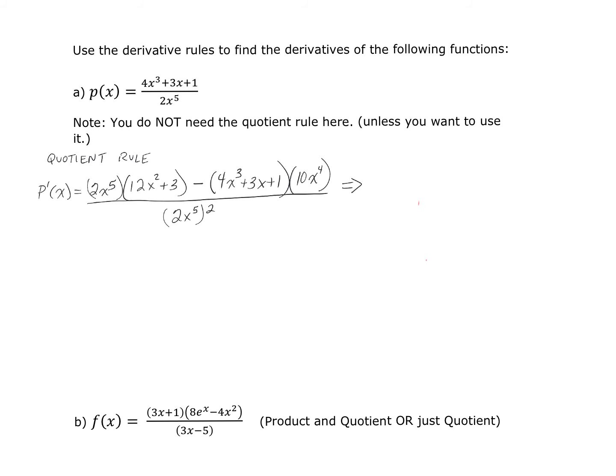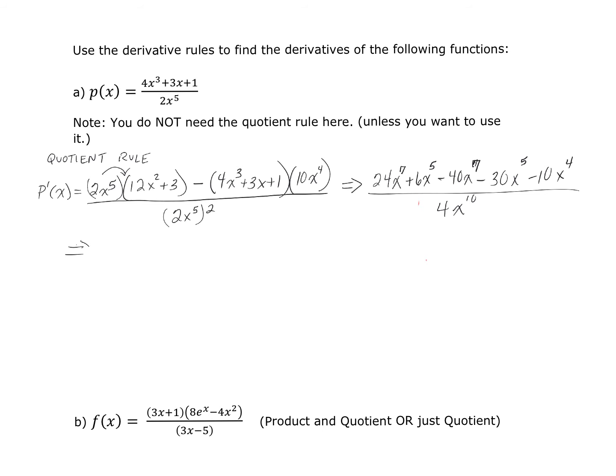So I'm going to simplify this further by distributing through: 24x to the 7th plus 6x to the 5th minus 40x to the 7th minus 30x to the 5th minus 10x to the fourth all over 4x to the 10th.